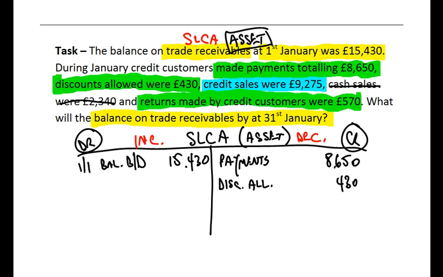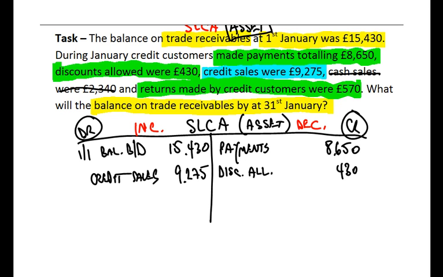We've then got the credit sales made. Now remember, this is increasing the amount we're owed by these customers. So I'm now going to post a debit entry to show the increase in the control account of £9,275. So I've got the debit entry on the control account. The other side of that double entry would be a credit to sales to show the income that we've now generated. And we then had the returns made, or the credit notes that I would have issued to those customers.